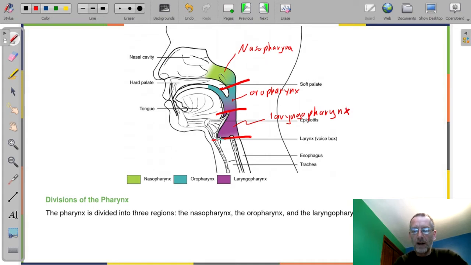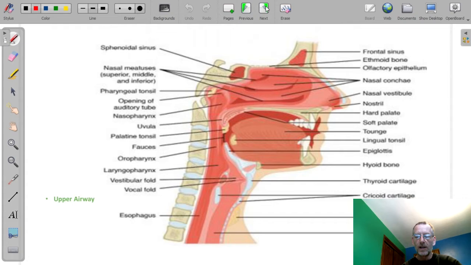Basically, above the epiglottis, above the division of the trachea and the esophagus, that's the upper respiratory system.